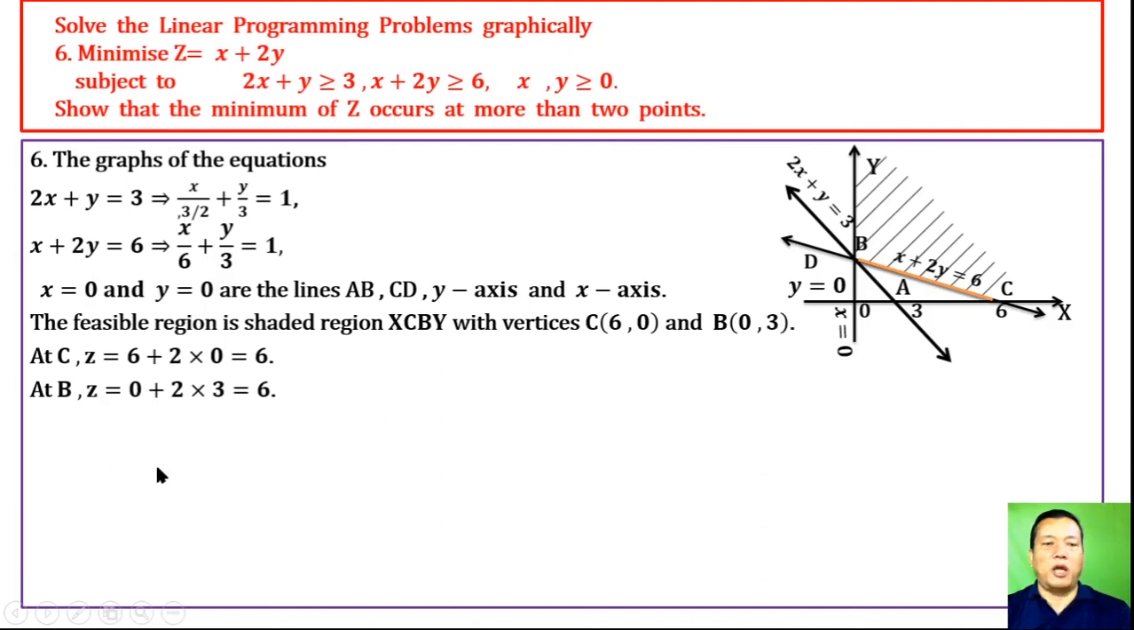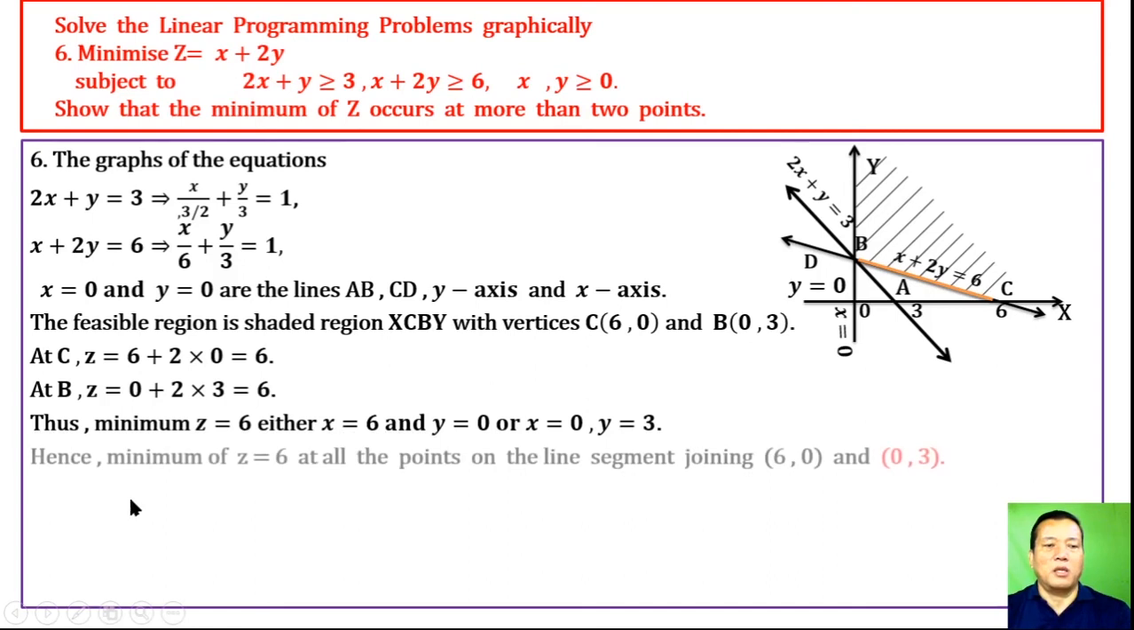Thus, minimum Z is 6 either at x equal to 6 and y equal to 0 or at x equal to 0 and y equal to 3. Hence, minimum of Z is 6 at all points on the line segment joining (6, 0) and (0, 3).